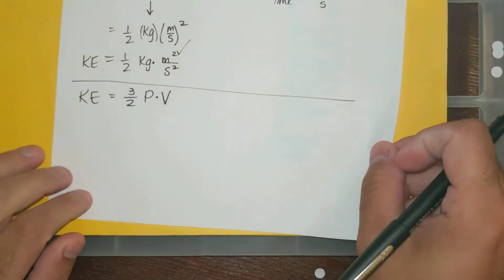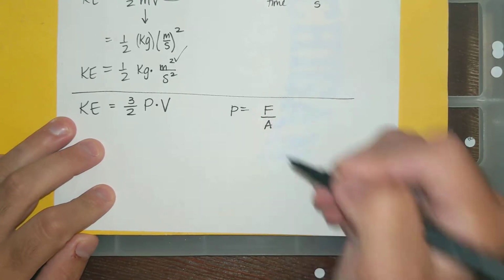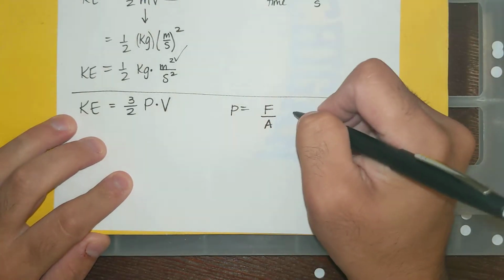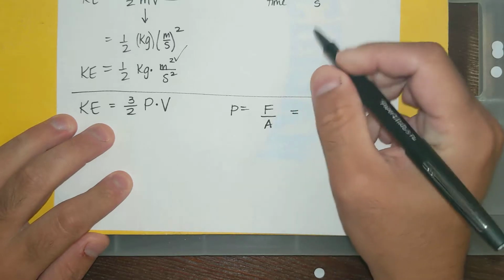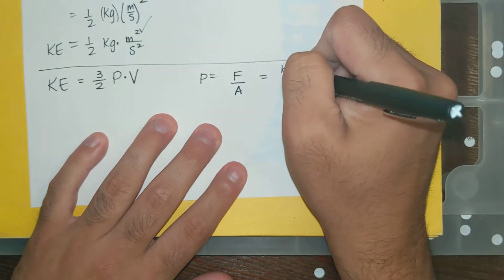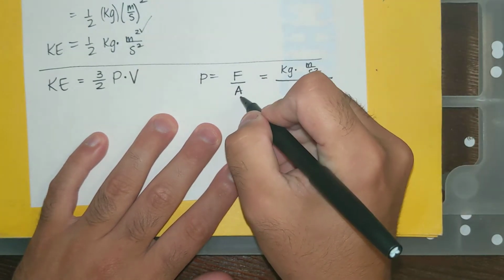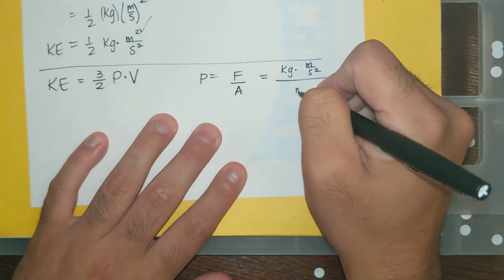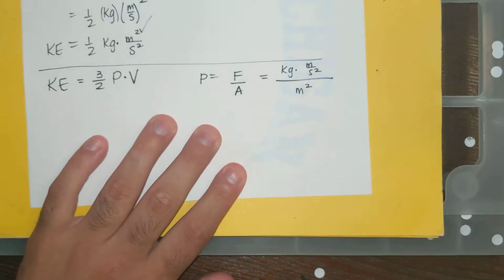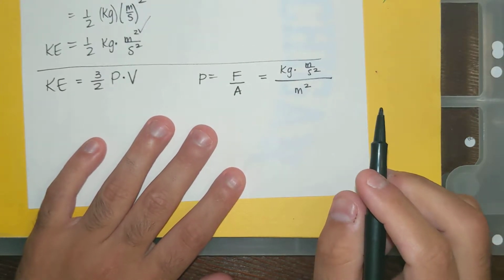So let's write that down. We said that pressure is a force over area. I told you that in the problem. And then we know that force, using the derived units from a previous video, is kilograms times meters per second squared. And area is a meter squared. Now, how do I combine all of these?